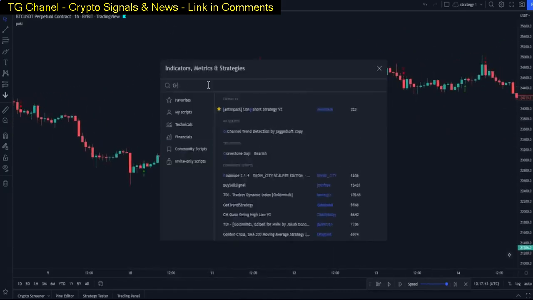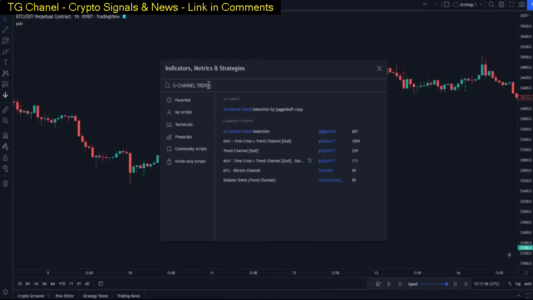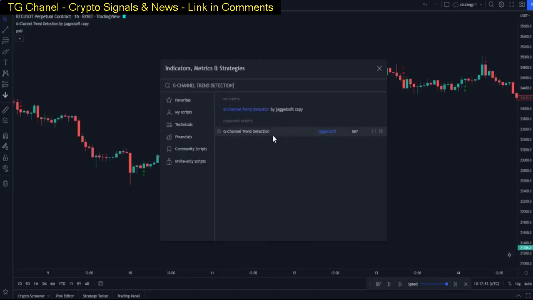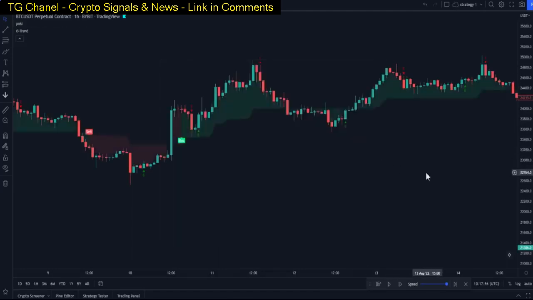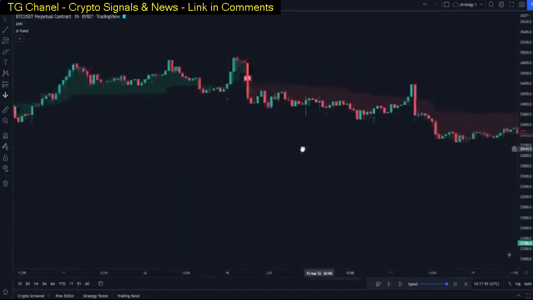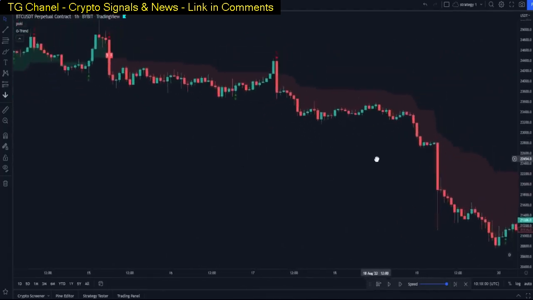Open the indicators box, and in the search field, type G-channel trend detection, then choose this indicator which was created by Jagged Soft. This indicator works according to its name. It determines the direction of the trend. When the area is red as we see here, it means that we will look for selling opportunities.